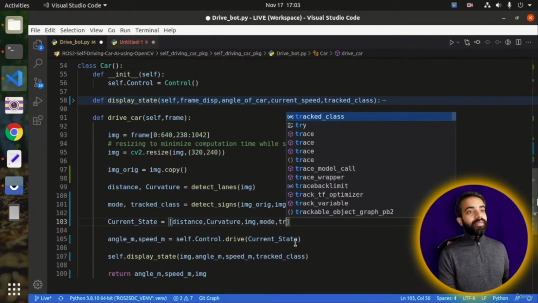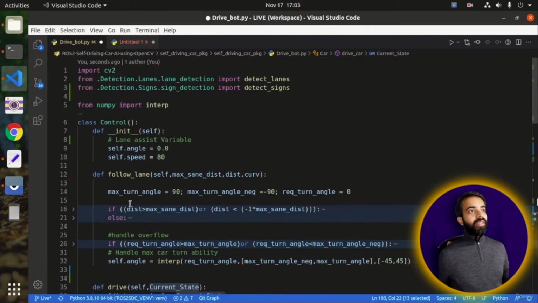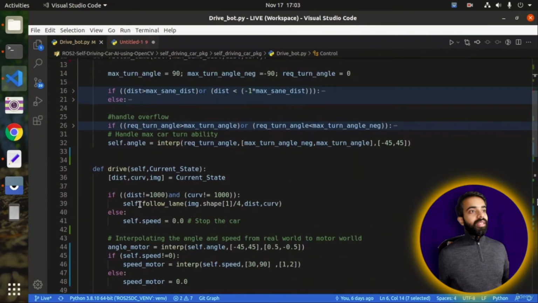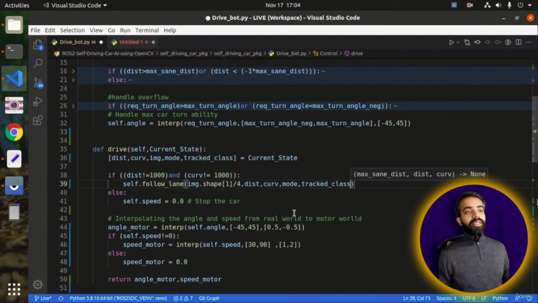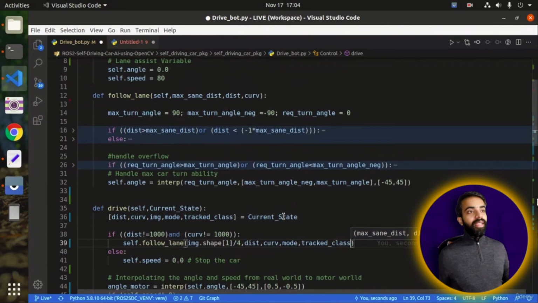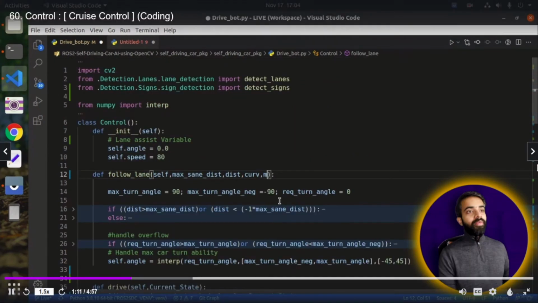Then, once we have passed in this information as the current state of the car, we move inside our control class, inside the drive function, and simply unpack the current state to its 5 arguments, that is, including mode and the track class. Then once we have this information, we can simply pass this mode and the track class as the third and fourth arguments of the follow lane function. Now the follow lane function is very interesting because it will house two features, lane assist and cruise control. Then inside the follow lane definition, we also pass in the fourth and fifth arguments, mode and the track class.